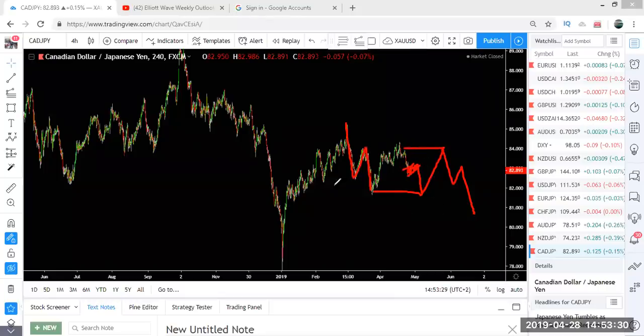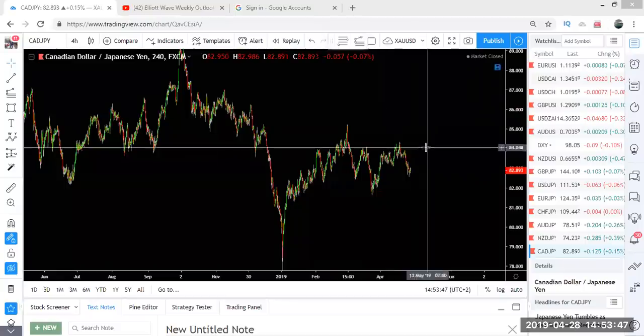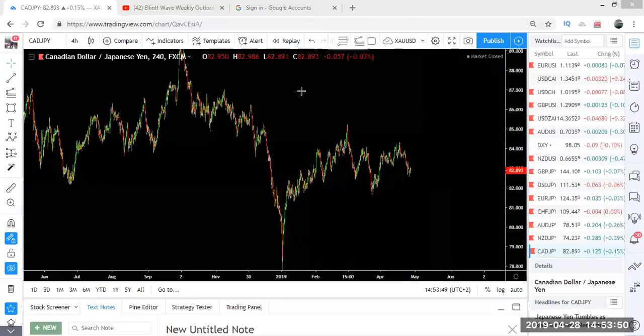So then you can have this one as a WXY structure. I think this one is most probable. Get this one to come down to this level. Okay. After this, you're going to expect this move, a move up, correction, and a move up. That is CAD JPY. Now let's look at gold and silver.